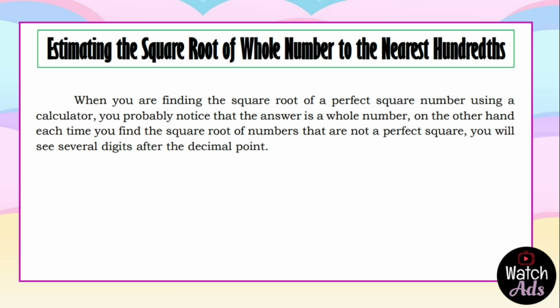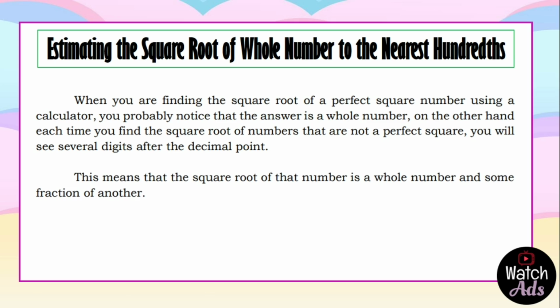When you are finding the square root of a perfect square number using a calculator, you probably noticed that the answer is a whole number. On the other hand, each time you find the square root of numbers that are not perfect squares, you will see several digits after the decimal point. This means the square root of that number is a whole number and some fraction of another.